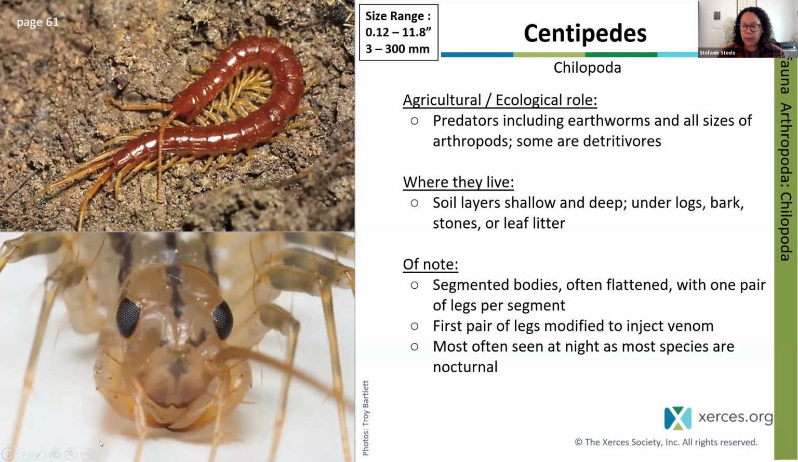Their first pair of legs, like we see in this photo, is modified into these pincher-like mouth parts that they use to inject their prey with venom. Most centipedes are predatory. They can be really fast runners and excellent hunters. Most are nocturnal as well, and they'll avoid light, so they'll be living within the various layers of the soil. You'll find them under logs or bark or leaf litter, maybe under stones.